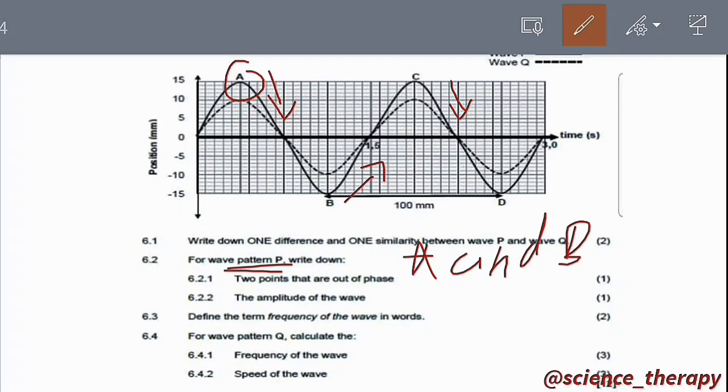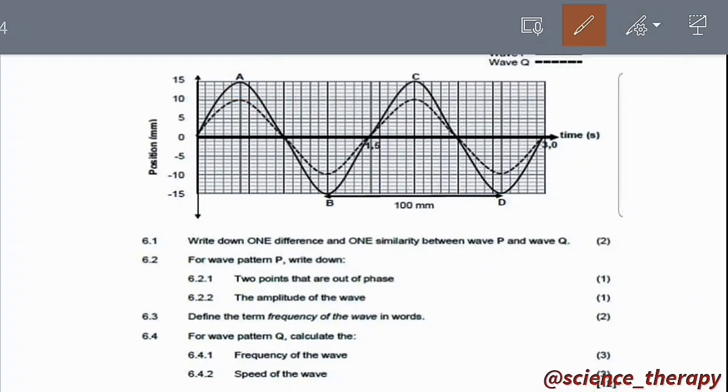Now moving along to 6.2.2, it says the amplitude of the wave. What is the amplitude of the wave for wave pattern P? Now the amplitude, we've already spoken about it. It's 15 millimeter. Remember, this is the maximum displacement from rest position, from this 0 position here all the way to the maximum height. So we have 15 millimeter. Remember, it did not state that you should write it in meters, but be careful if the question wants that.